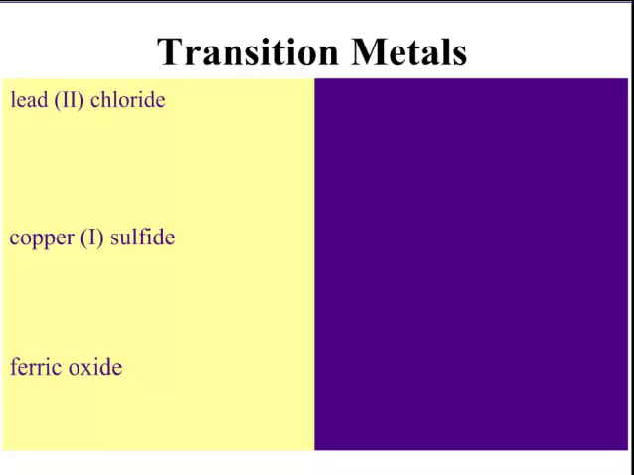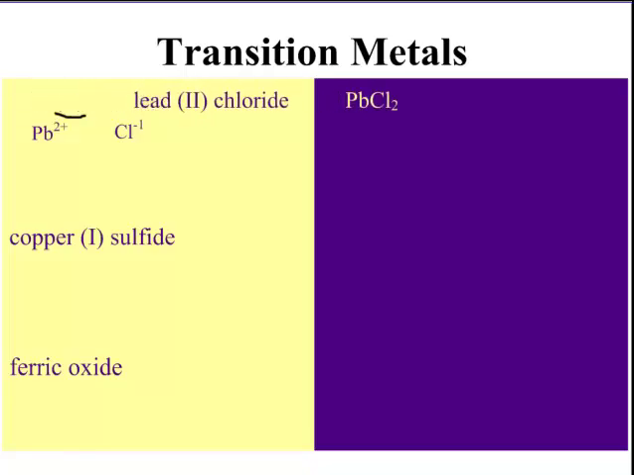Try these examples. Write the formulas for these three names that are given. The thing to remember here is that the Roman numeral means the charge on the transition metal. So for this first example, that Roman numeral 2 means we're dealing with a Pb +2 ion. Chloride, of course, that's a representative element, so you can look that one up on the periodic table. That's Cl-1. When you crisscross these charges, like you always do for ionic compounds, the 2 goes on the chlorine. The 1 is an understood subscript for the lead, so we get PbCl2.